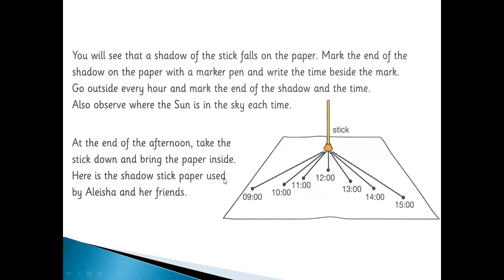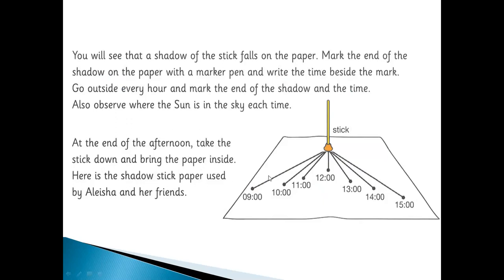After 1 hour, 2 hours, go outside. After every hour, from morning 9 o'clock until 3 o'clock, just go and put a mark, a tick, and write the time. Also observe where the sun is in the sky each time. At the end of the afternoon, take the stick down and bring the paper inside.